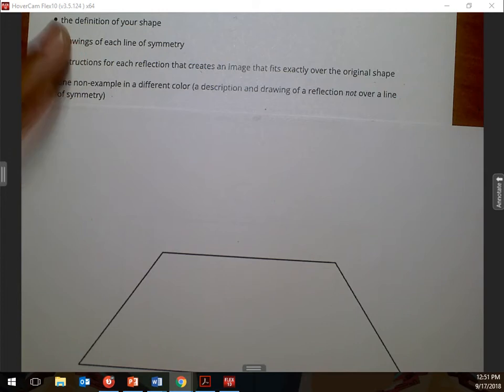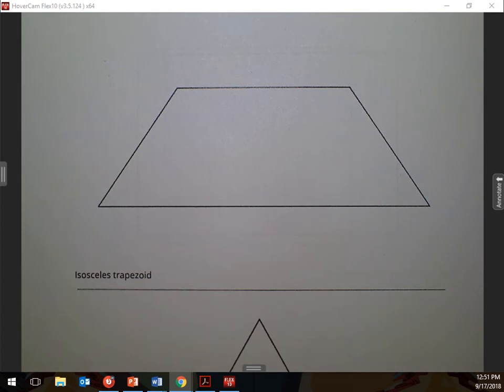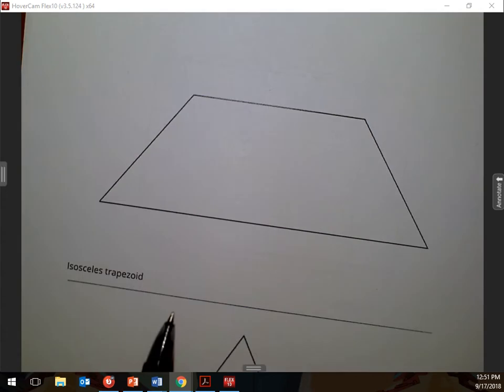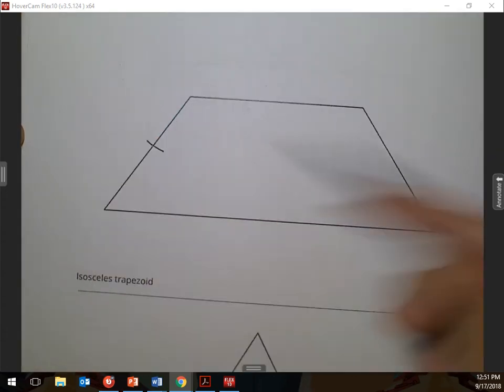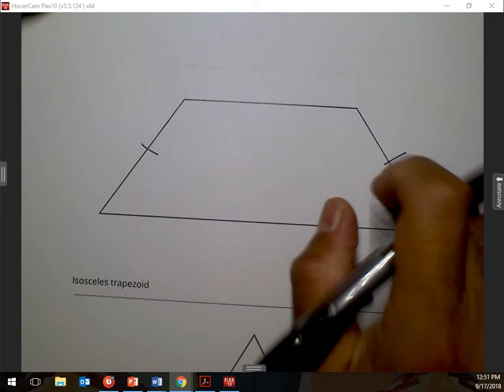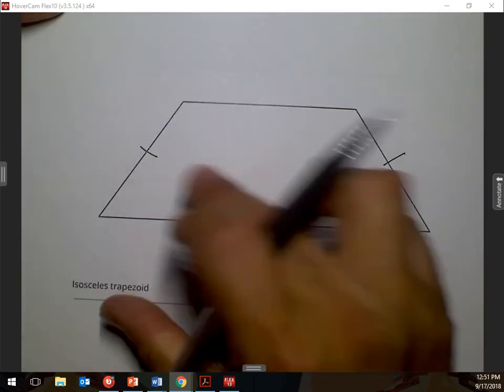Anyone else? What does isosceles mean? Two sides are equal. Okay, yeah. So if it's isosceles, 2 sides are the same, and trapezoid. That would mean that this one here is going to be congruent to that one there. In an isosceles trapezoid, the 2 sides will be the same. Now, on this right here, let's take a look.